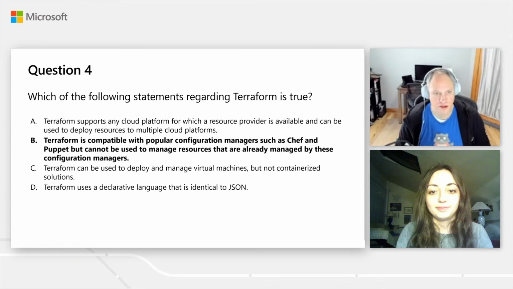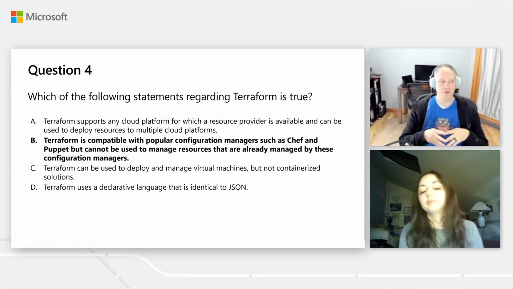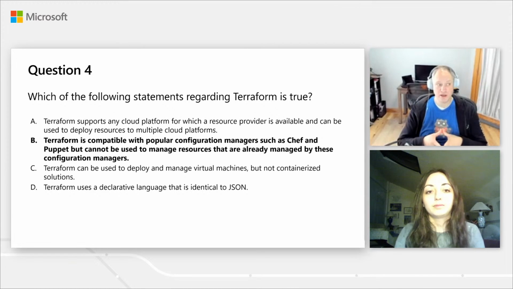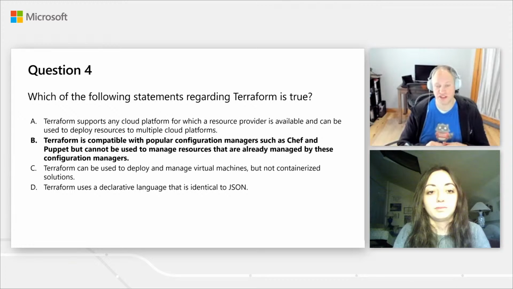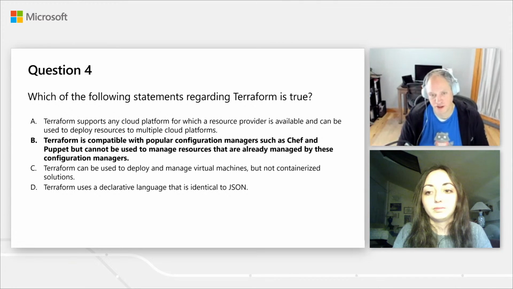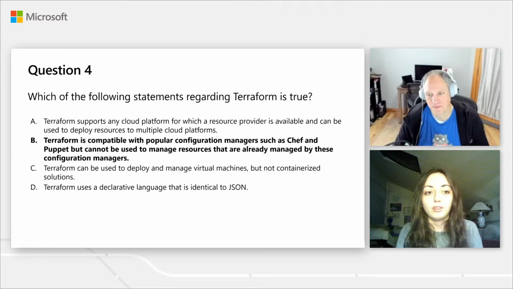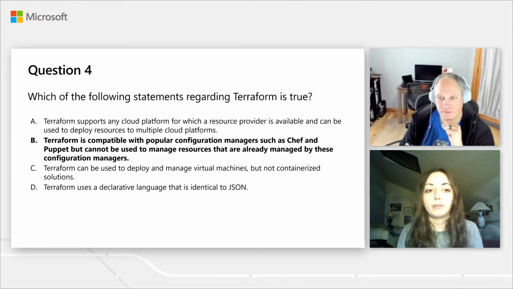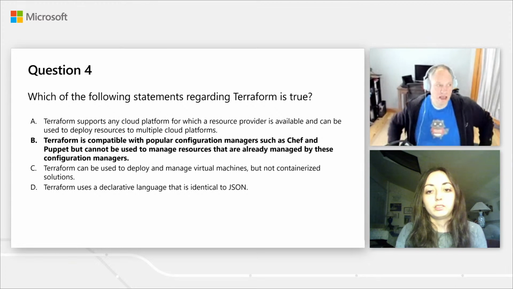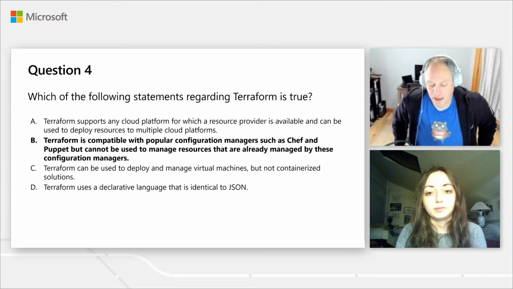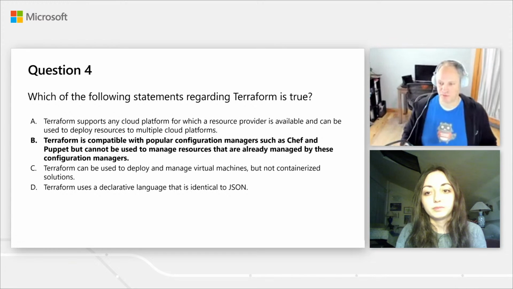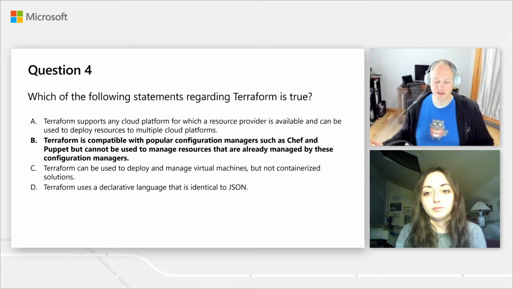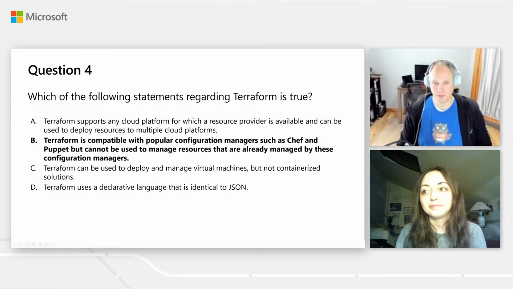Let's start with B. Terraform is compatible with popular configuration managers such as Chef and Puppet, but cannot be used to manage resources that are already being managed by those configuration managers. What do you think? I think this is incorrect because Terraform can be used to manage resources that are already managed by other configuration management tools. Yes, and this is actually one of those problems of interaction with other automation tools that we mentioned with scripting, right? Other things can step in and adjust our environments, and so they can kind of step on each other a little bit.